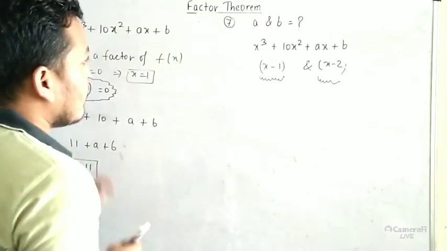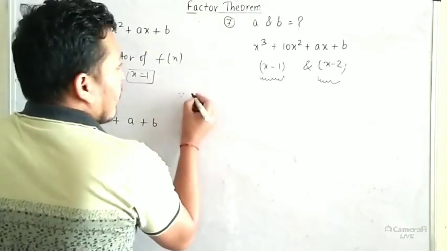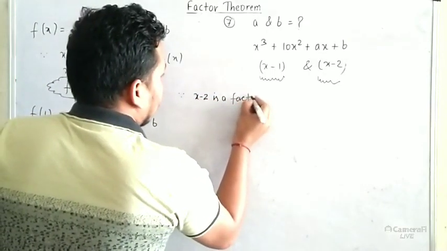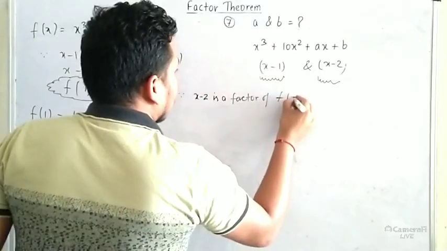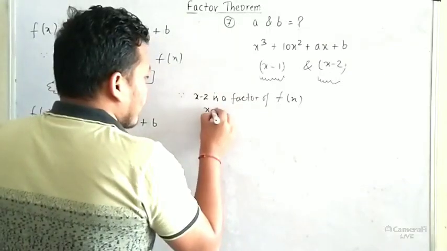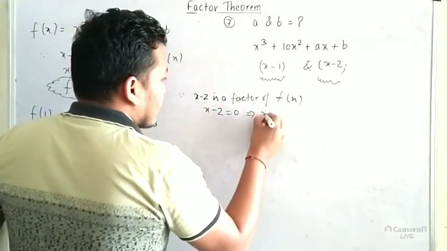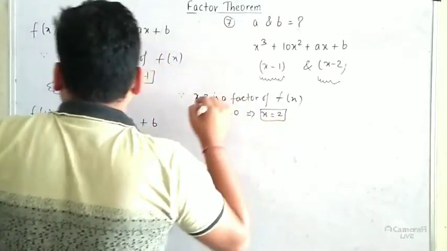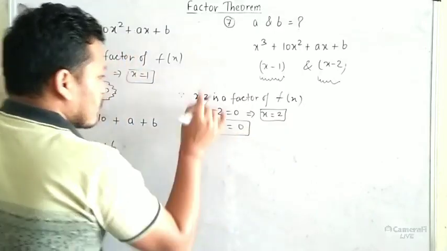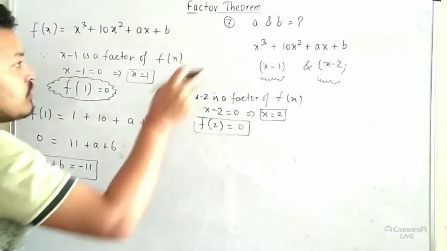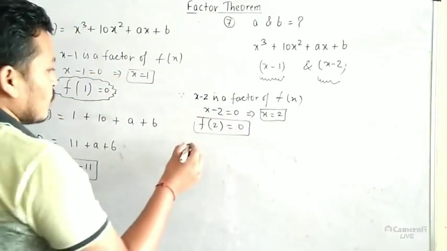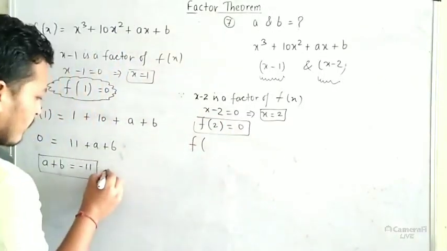Next, in the other part, one more thing: x minus 2 is a factor of f(x). You know that here too the remainder will be 0. So putting x minus 2 is equal to 0, x is equal to 2, so the value of f(2) will be 0, because the given expression is exactly divisible by x minus 2. So substitute the value here.